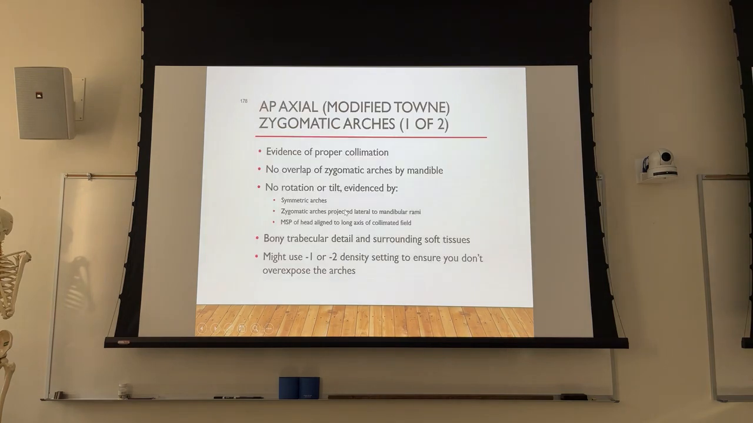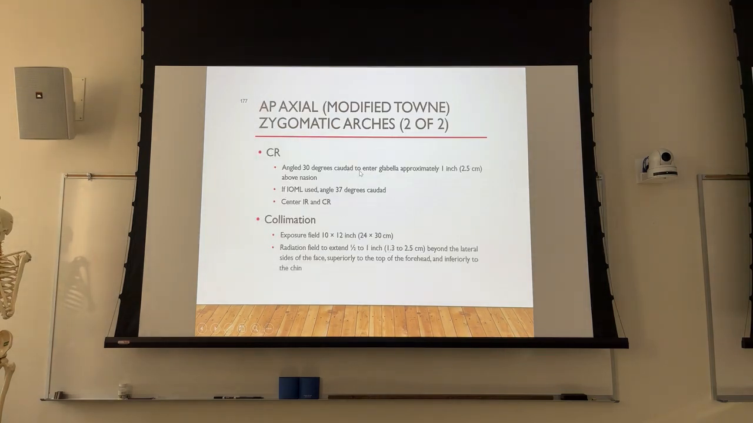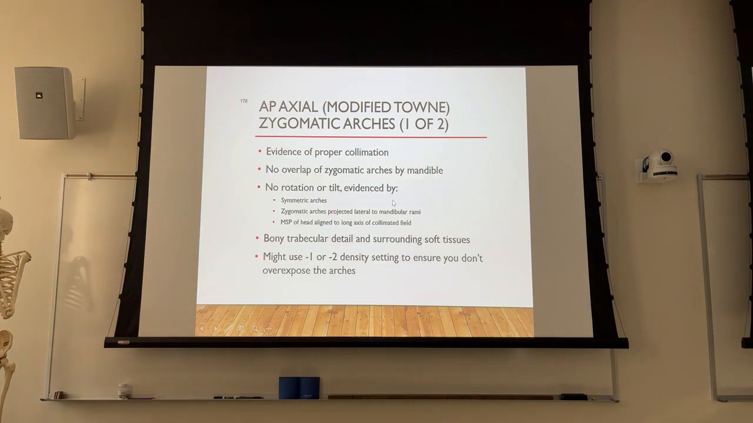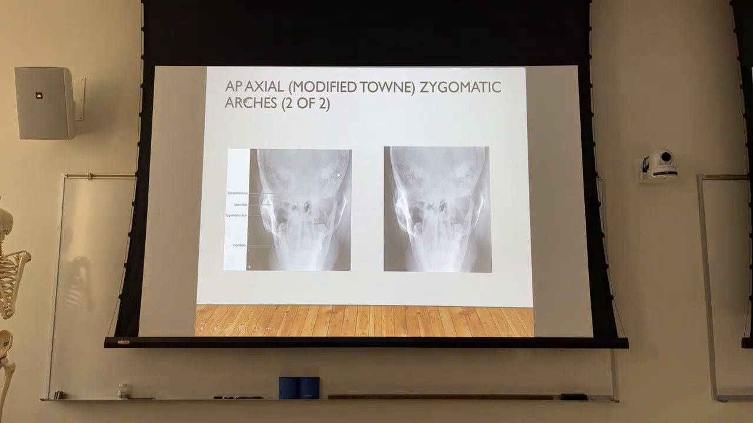Okay, so we're going to back up. 30 degree caudal angulation, just like before. Enter at the glabella about 1 inch above the nasion, so slightly lower. 37 degrees at the OML, it is perpendicular, just like the previous Towne's. Our exposure field can be quite a bit smaller, 10 by 12, even 8 by 10. So just make sure that you open up wide enough that you get the zygomatic arches positioned low enough that you can see them as well. So that's all you need to see. You don't need to see the vertex of the skull.